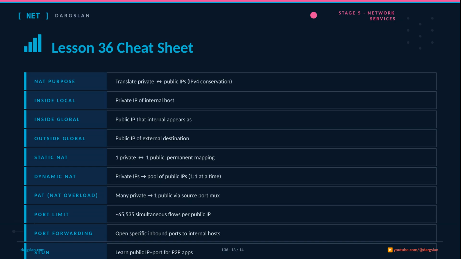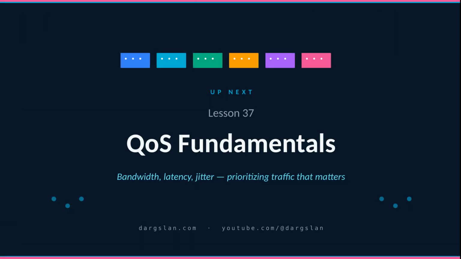Keep the 4 address terms straight. Inside local and inside global describe your internal host before and after translation, while outside global is just the public destination you're talking to. Below that, the 3 NAT flavors stack in order of efficiency: static, dynamic, and PAT, followed by the practical tools that let traffic come back the other way. Port forwarding for servers you control, and STUN for peer-to-peer apps that need to discover themselves from the outside. And that wraps up our look at NAT.